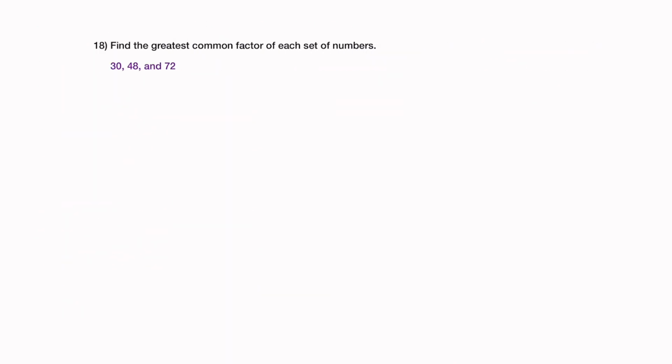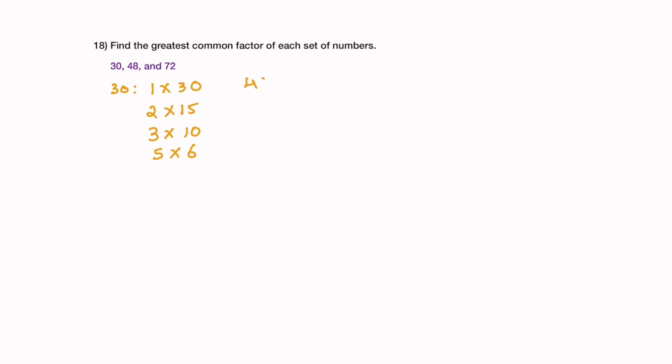30, 48, and 72. So we'll go with the other method now. 30 can be written as 1 times 30. It is also 2 times 15, 3 times 10. It is also 5 times 6. We don't have any more pairs now.